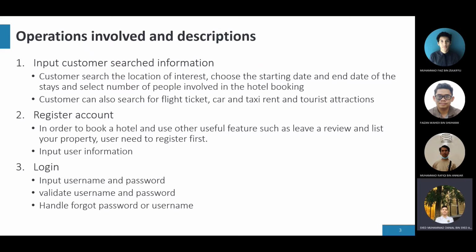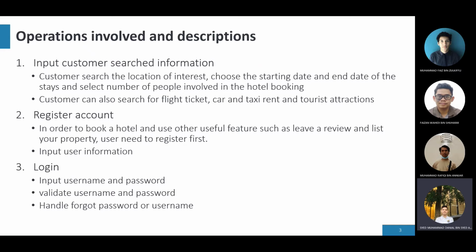Operations involved and description. Okay, the first one is input customer search information. The first point, the customer searches the location of interest and chooses the starting date and the end date to stay at the hotel. And the second, the customer can also search for flight tickets, car and taxi rental, and tourist attraction services.